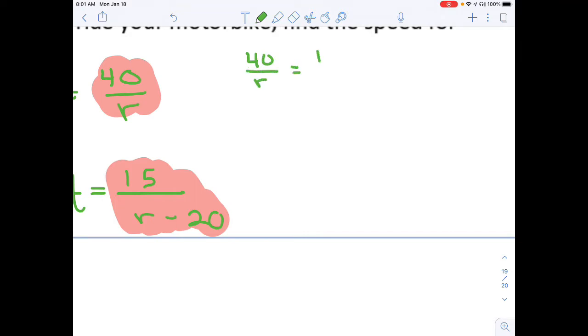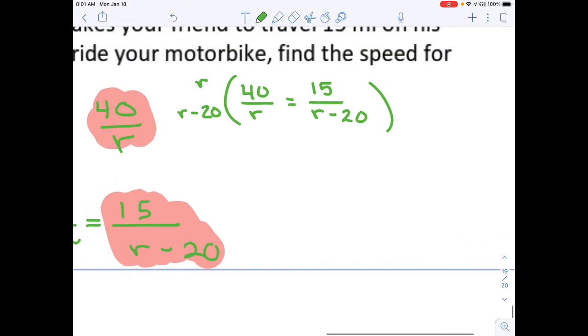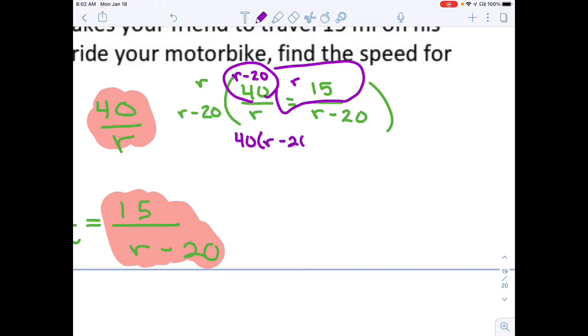Equals 15 over r minus 20. Get a common denominator of r separate from r minus 20. And then the bubble step is like, okay, what's each one missing from the denominator? So this one needs r minus 20, and this one needs, let me get my bubble in the right spot, just an r. So we end up getting 40 times r minus 20 equals 15r.